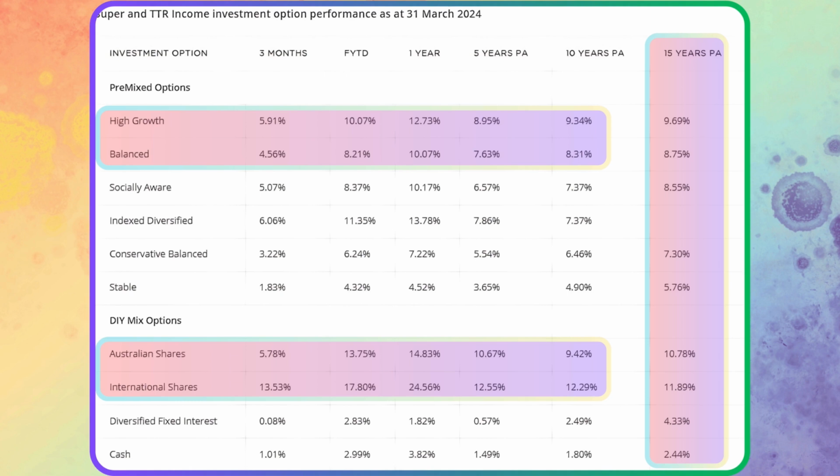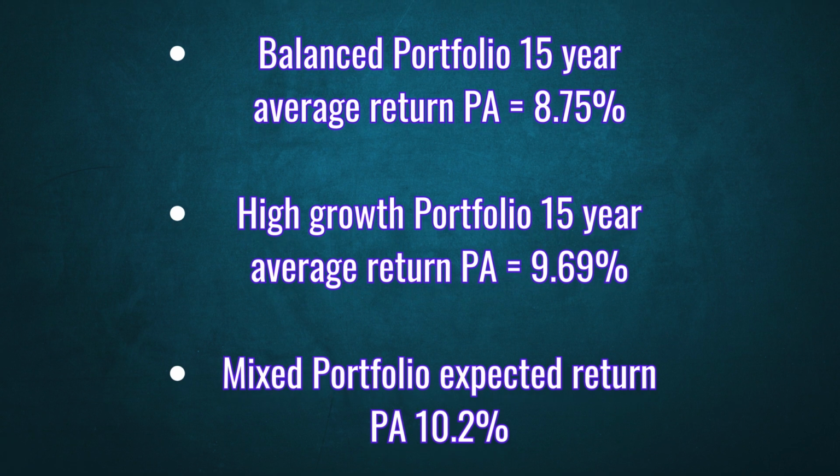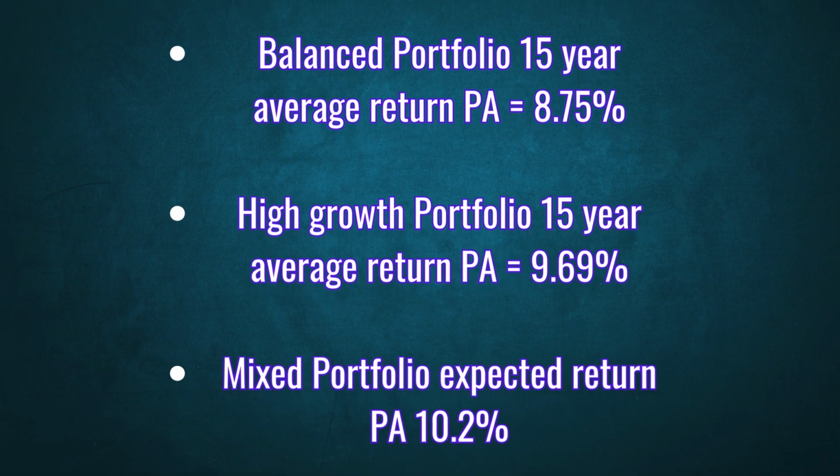I want to draw your attention to Australian shares and international shares, cash and fixed interest, and you will see that shares are the things that actually bring higher return, and cash and fixed interest actually bring the portfolio return down. We will take the return of balanced and high growth, and then the expected return of the mixed portfolio per annum is 10.2%, which is a mix of high growth Australian shares and international shares.